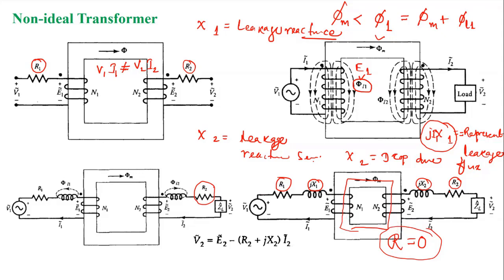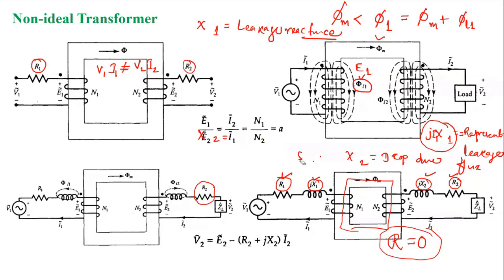So just now you saw what non-idealities we have introduced. One is the resistance and leakage reactance in both the windings, primary and secondary. That's all. Till now we are not considering non-ideality in the core. We're assuming this is an ideal core having infinite permeability. Okay, so considering this, if we write the terminal voltage equations, how will they look?